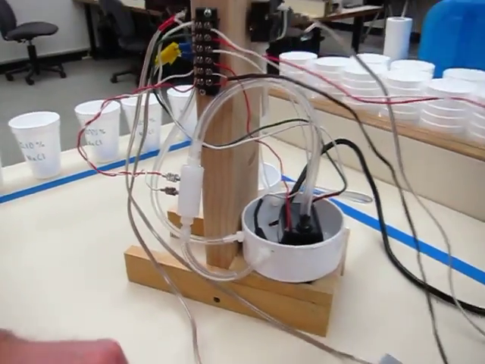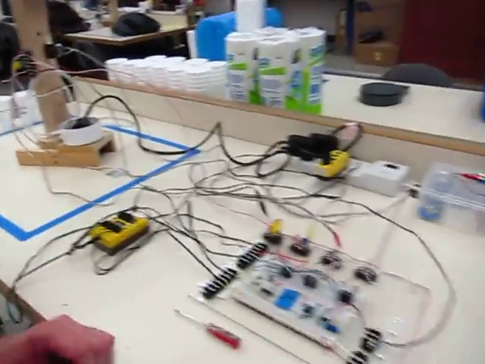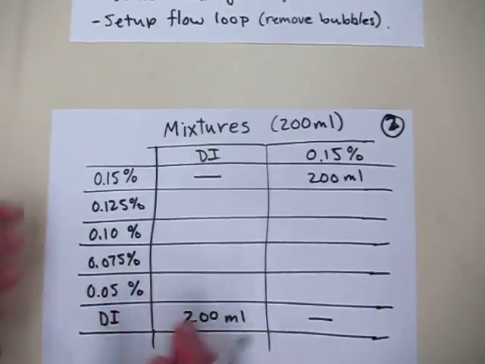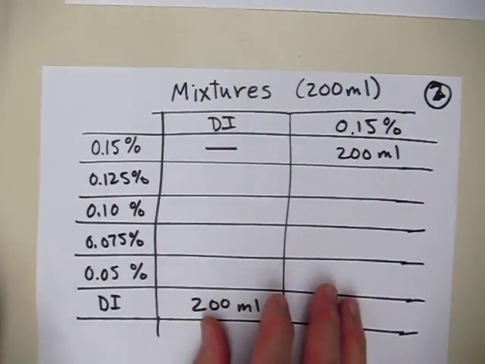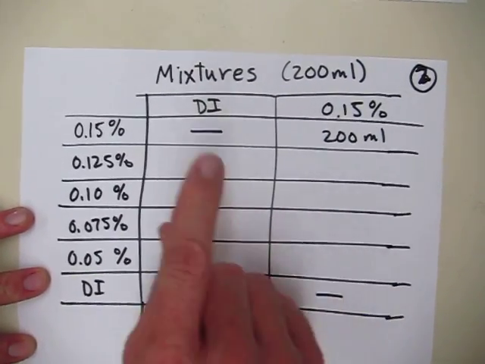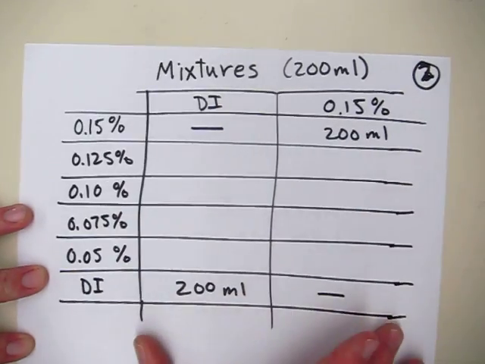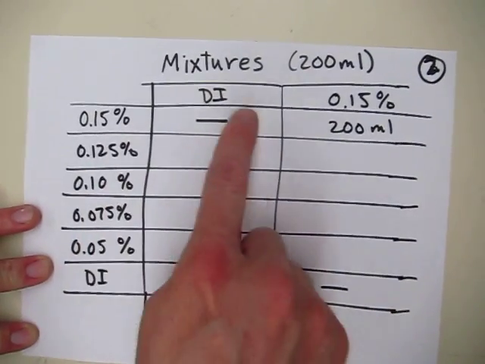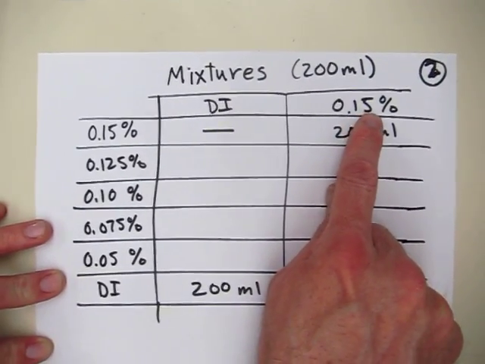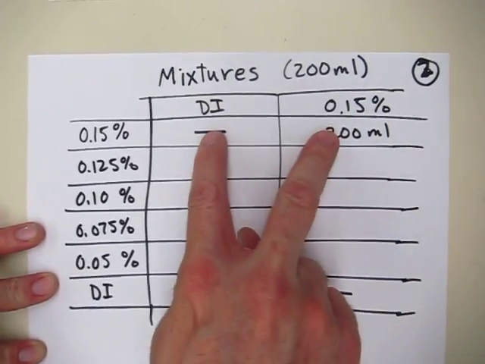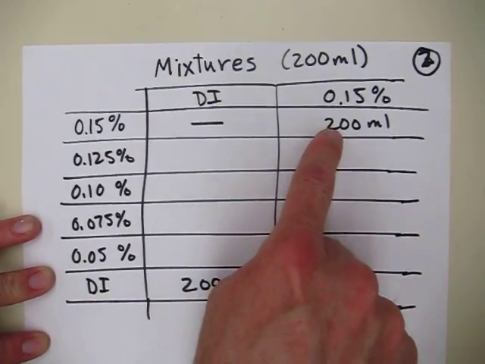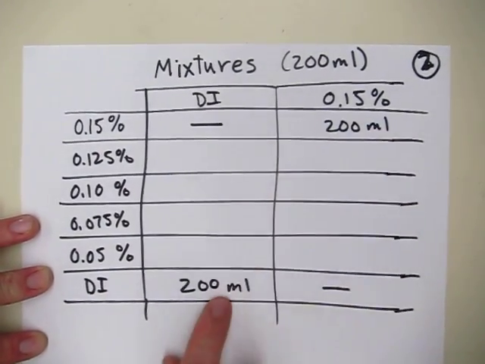All right, so let's take a look at our mixtures we're going to test. As your homework for week 10, you're preparing these mixtures so we can check their salinity levels against the RCX reads. So this data sheet's what you'll be preparing. You'll have two sources, a DI water source and a 0.15% saline source. You're going to need to combine those to make these different sources. The first one's easy, and the last one's also easy.